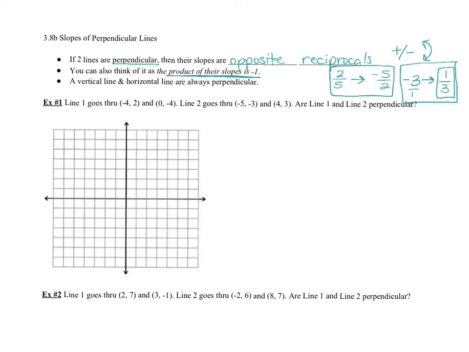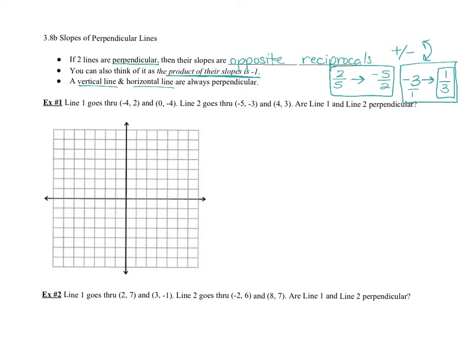And the other thing to note, a vertical line and a horizontal line will always be perpendicular. So perpendicular means opposite reciprocals, except a vertical line has no slope, it's undefined. So you can't say 0 and undefined are opposite reciprocals.